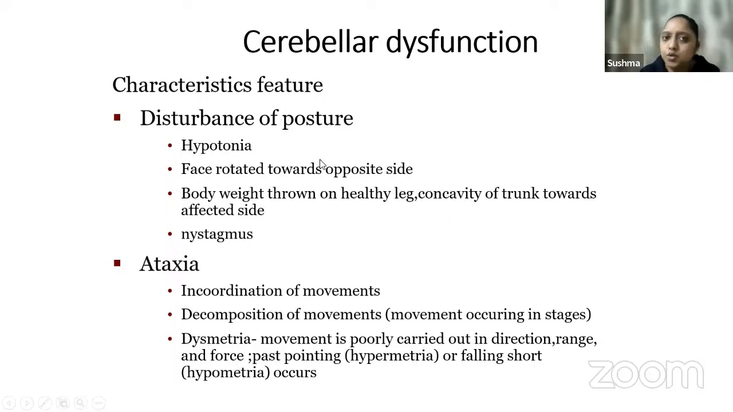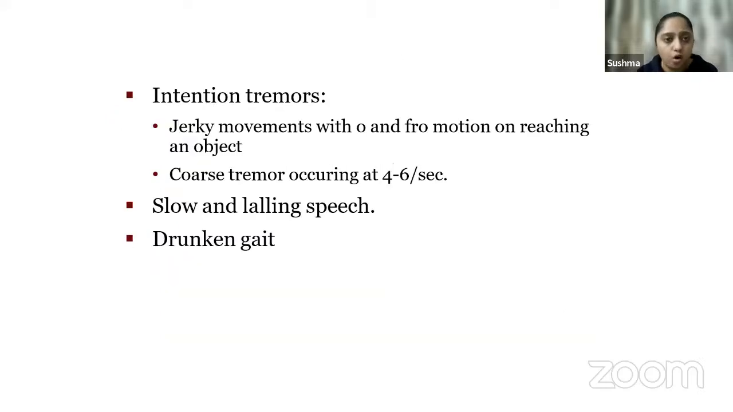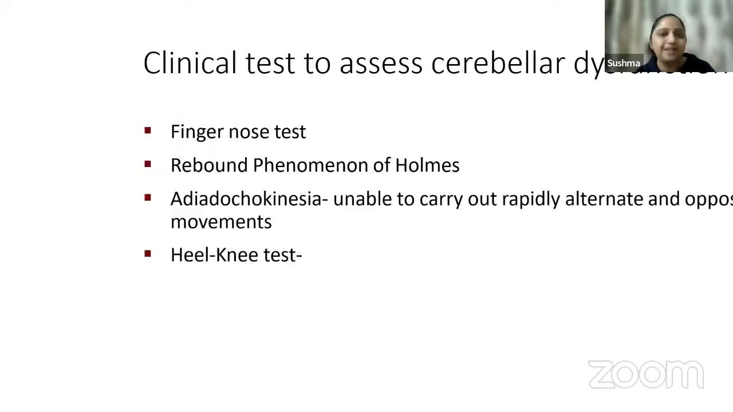And all of these things you will learn in physiology also, correct? There is something called intention tremors, where whenever a person is trying to make any movement, that causes tremor. Okay, it is a coarse tremor occurring at 4 to 6 per second. Then there is disturbance in gait, disturbance in posture, speech, and so many other manifestations can be seen. And there are certain clinical tests to assess the cerebellar function. Finger nose test: you ask the patient to touch the doctor's finger and then touch his own nose. Then you do this. What is this test? You will tell me what this test is in the next class.